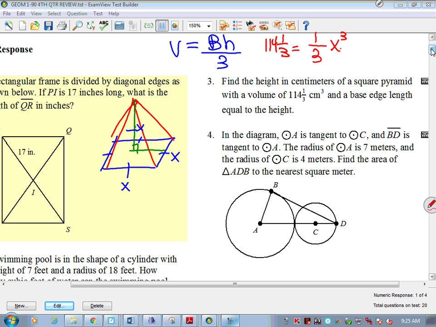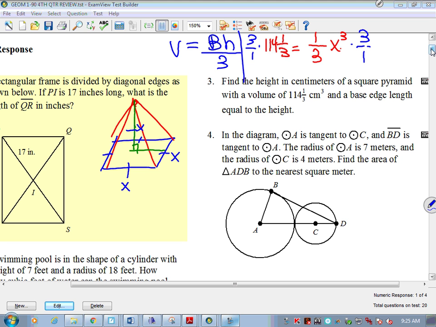Now, could I solve for x? How? Divide by 1/3. Can I divide by a fraction? Multiply by what? Which is? Okay, 3 over 1, multiply by 3 over 1. Let's kind of leave that there. So what we need to do is take 114 and 1/3 and multiply it by 3.